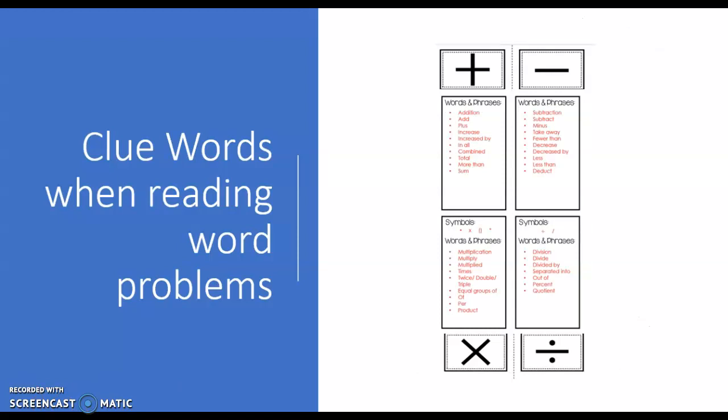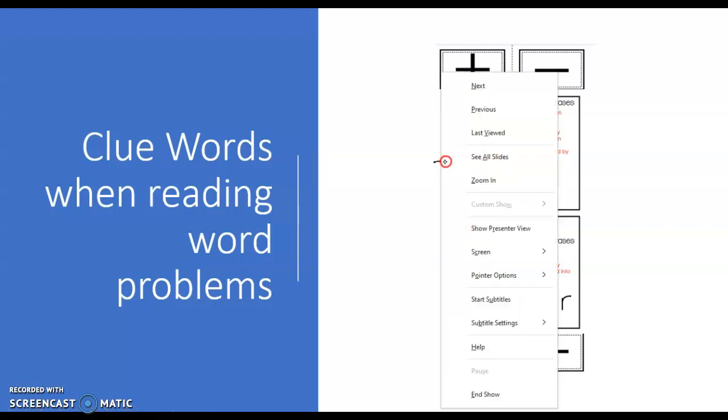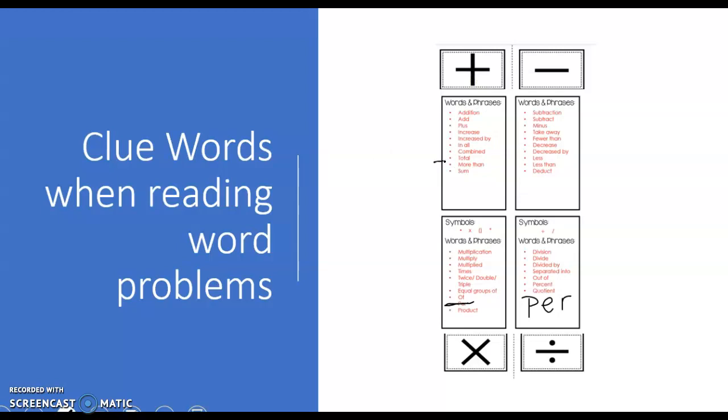Here are the words. If you need to pause the video to get these down, do that. There's one that I am going to change. Per, we are going to say that is division, because when we do unit rate, we're going to use the word per a lot. But there are a lot of good words here. Make sure you wrote the word total. You'll see that a lot. Make sure that you see decrease and less than. Those are going to be subtraction clue words.